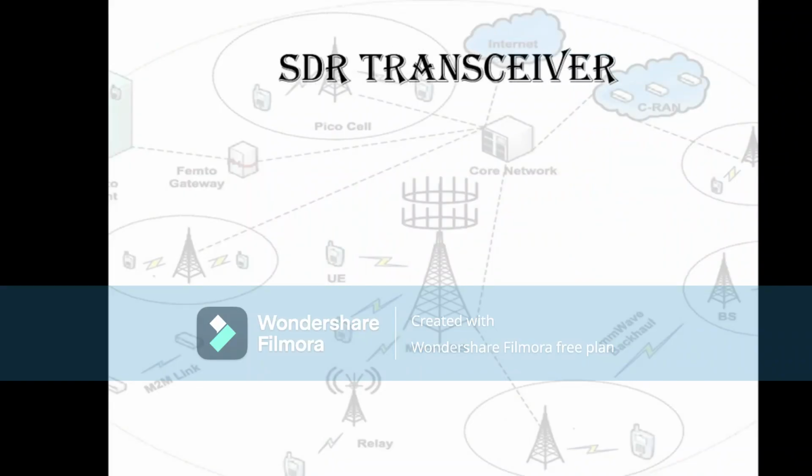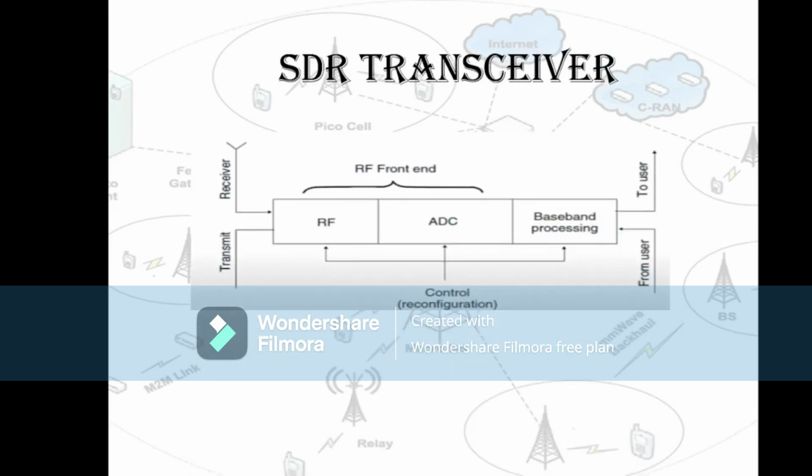SDR transceiver. In this we can see the front end of the receiver, in which the first block is the RF block or the radio frequency block. Next we have the ADC, that is an analog to digital converter. And the last block that we can see is a baseband signal processing block. This block processes the baseband signals, so the antenna receives the signal, and through all the blocks it is given to the user. Similarly, the user transmitted data goes in the reverse direction and is transmitted using the transmitter antenna.